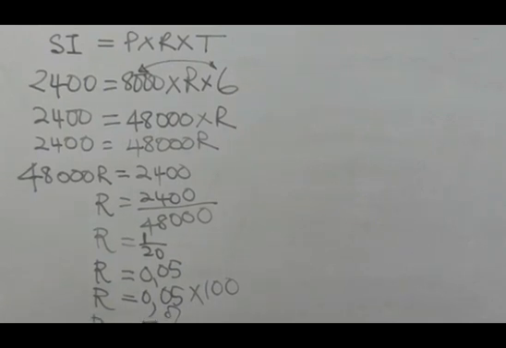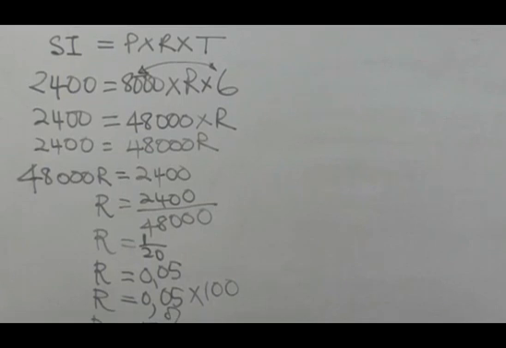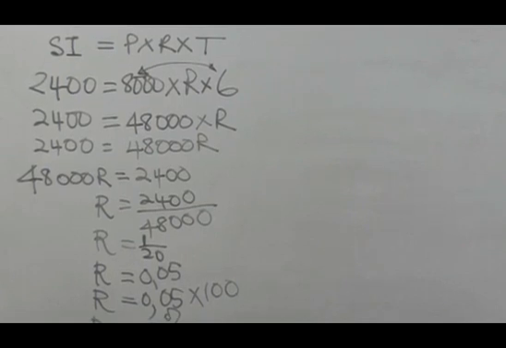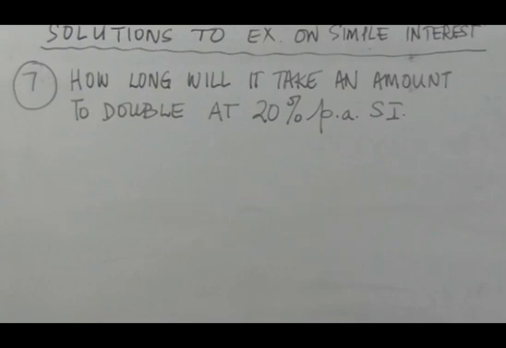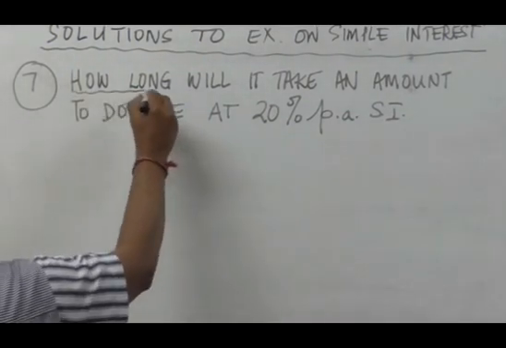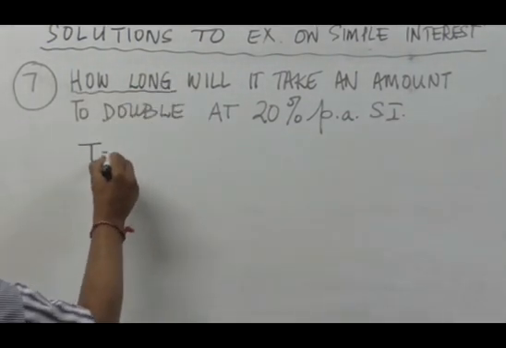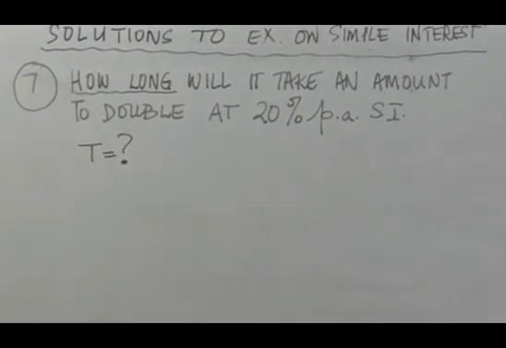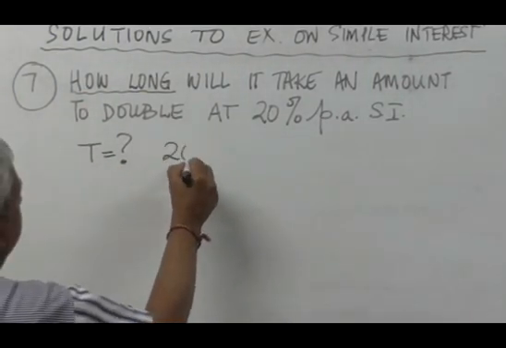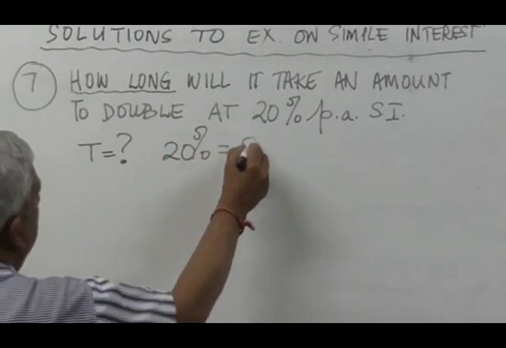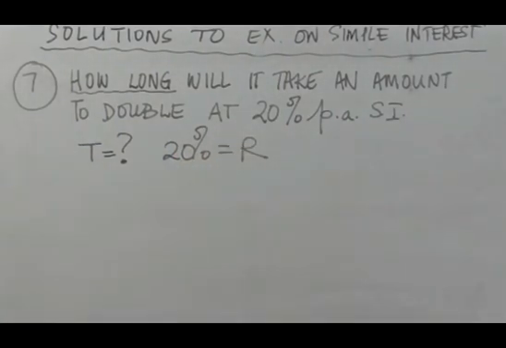Okay, that comes to the end of number 6. We still have 7 and 8 to complete. We look at number 7. How long will it take an amount to double at 20% per annum simple interest? How long? How long means time. So we're looking for time. We don't know what's the time, T. Then the 20% is the rate. So we know the rate, we know the time. Now we don't know what's the principal and we don't know what is the sum.